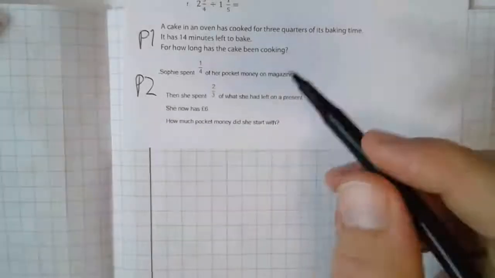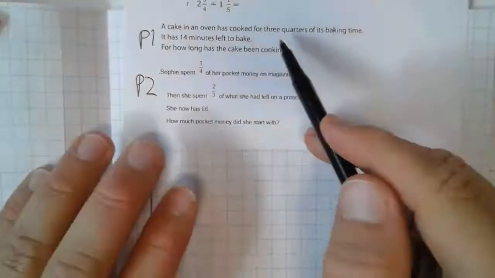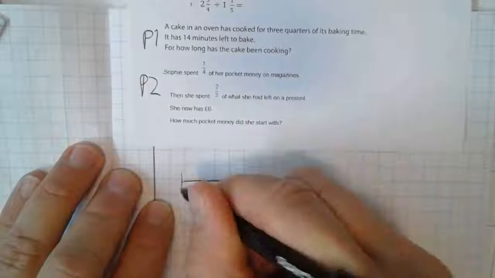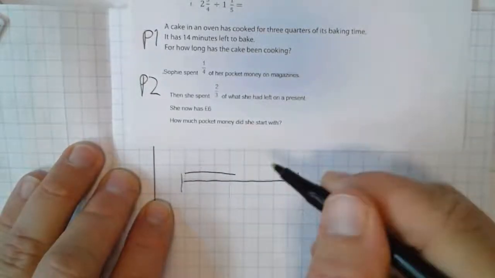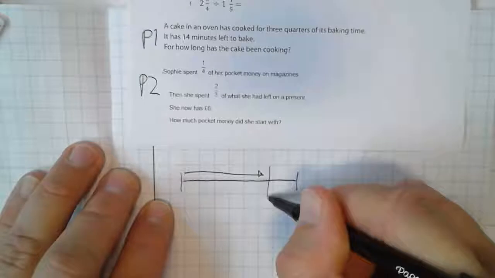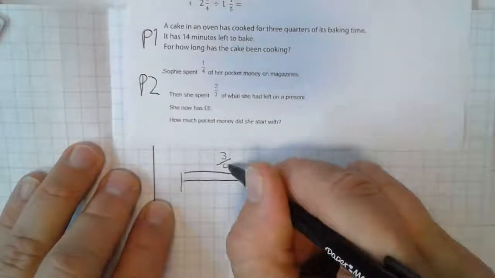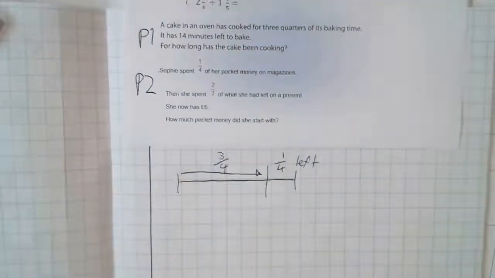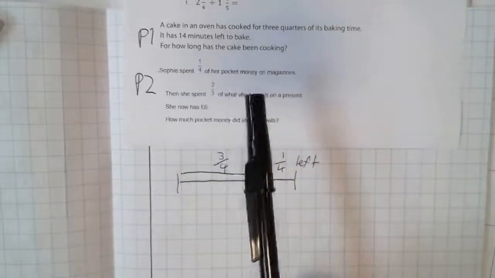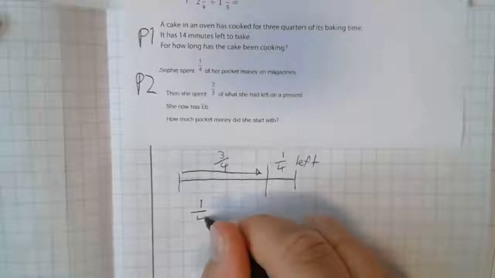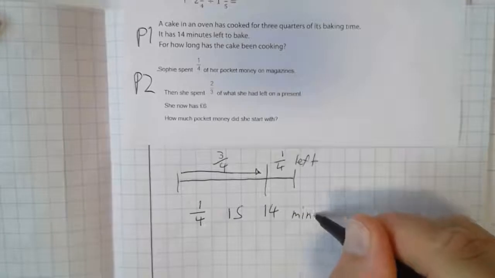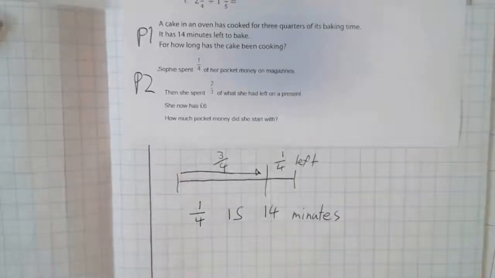So, if it's cooked for 3/4 of its time, right? Here's the cooking time altogether, and it's been cooking for 3/4 of that time. So that bit there is 3/4. It must have 1/4 left, right? It's got 1/4 of its time left. And we know that it has 14 minutes left. So we know that 1/4 of the cooking time is 14 minutes.